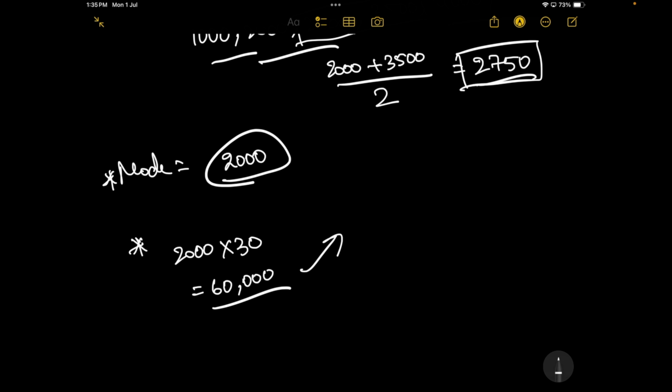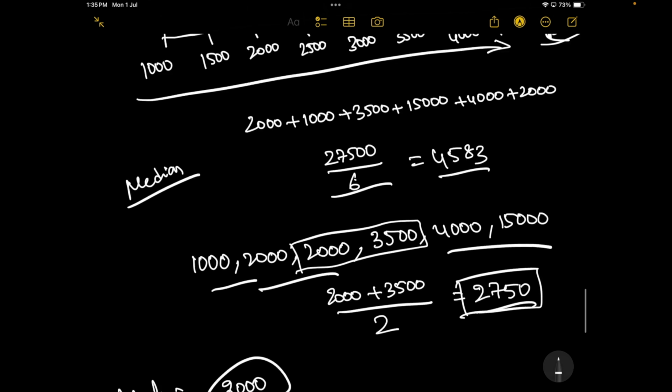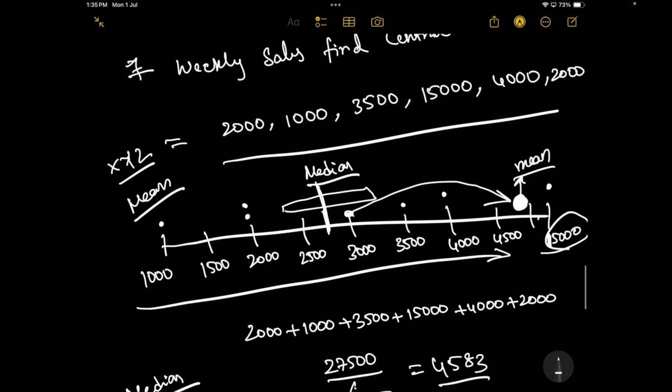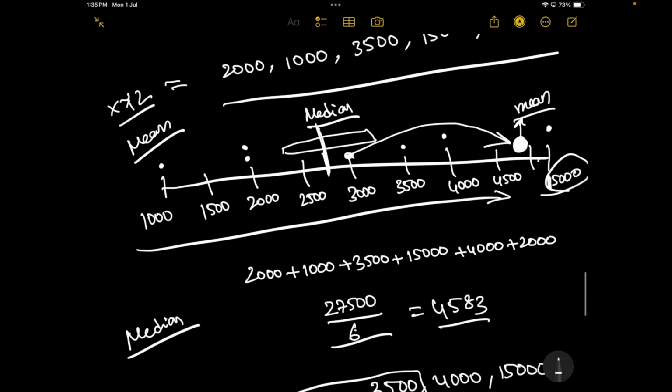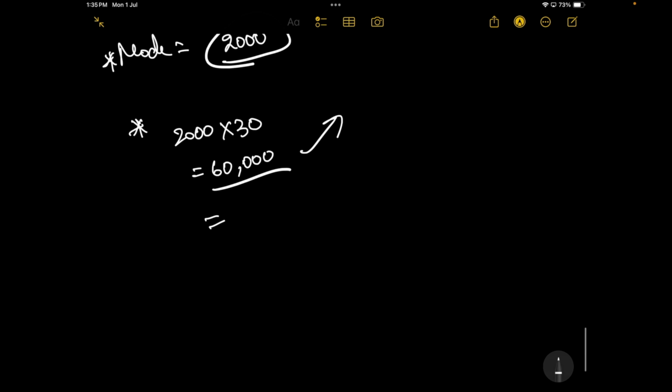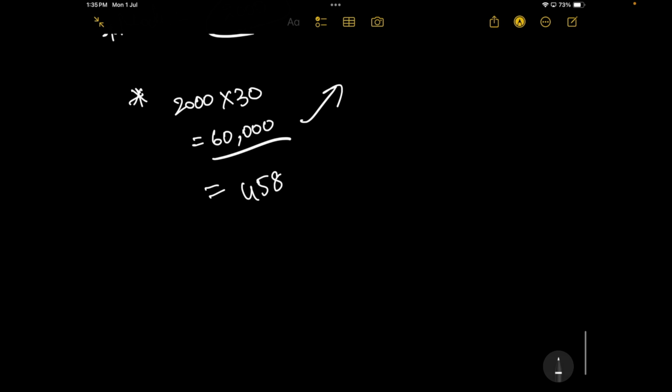But if you give our average value, what is it? Our average value is 4583. Let me do a quick calculation: 4583 into 30 is 1,37,490. You know how different that is?